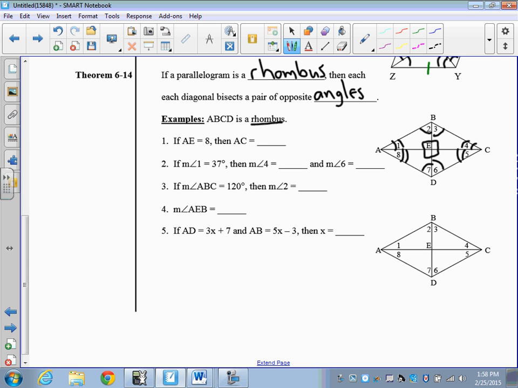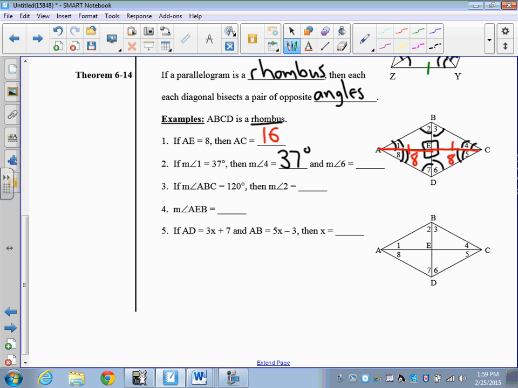So we're told if AE is 8, what is AC? Well, because a rhombus is a parallelogram, we know that the diagonals bisect each other, so AC has to be 16. Now we come into those other properties. If the measure of angle 1 is 37, what's the measure of angle 4? Well, 1 and 4 both have 2 tick marks next to them, so they have to be congruent. So the measure of angle 4 has to be 37.